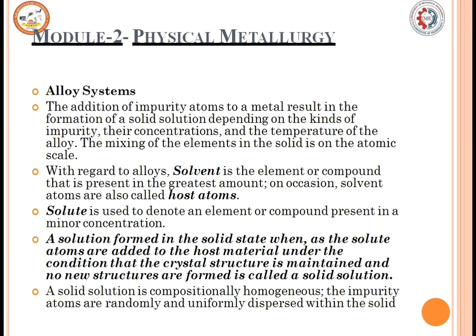So when you go with the alloy system, the phase changes happen. So you are supposed to know different terminology: what is solute, what is solvent, and what is solution. By knowing this distinction, we will be able to tell what phase it is. A solvent is an element or component that is present in the greatest amount. On occasion, solvent atoms are also called host atoms. So solvent is also known as host atom, and that is present in great amount. Solute is used to denote an element or compound present in minor concentrations. So solvent is the major or greatest amount, and solute is present in minor concentration.